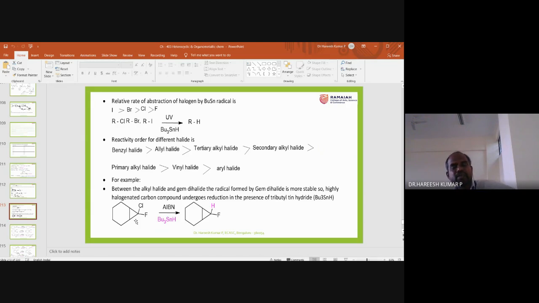What is the mechanism? First, AIBN undergoes homolytic cleavage, forming a free radical. That free radical reacts with the tributyl tin hydride, forming a tributyl tin radical. The tin radical reacts with this reactant, forming an R radical. That R radical again reacts with one more molecule of tributyl tin hydride, giving rise to this product. So four steps are involved in the conversion of halide to hydride. So this is one example. In the next slide, I am taking three more examples.